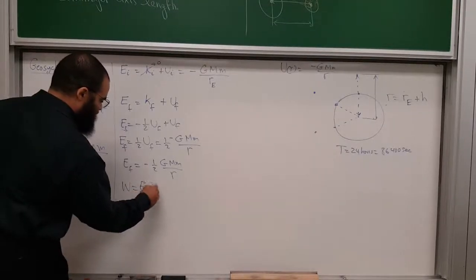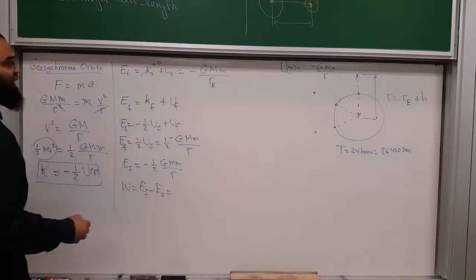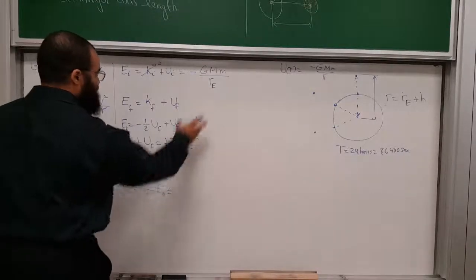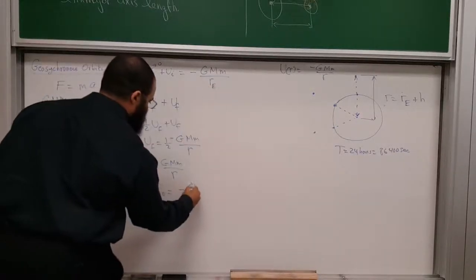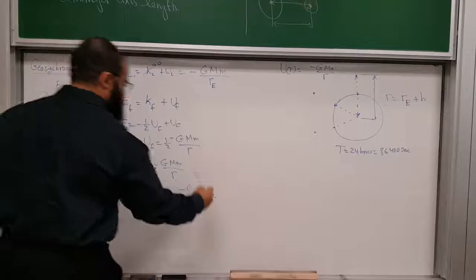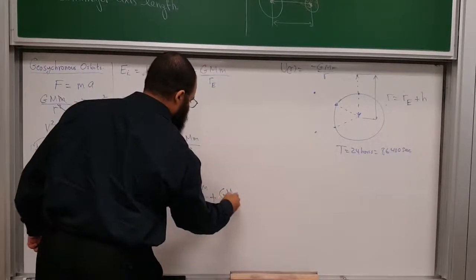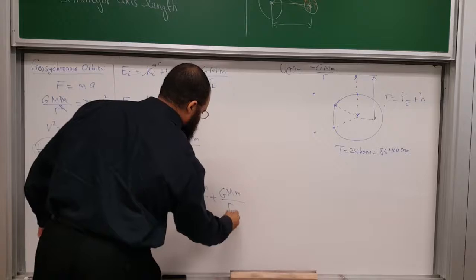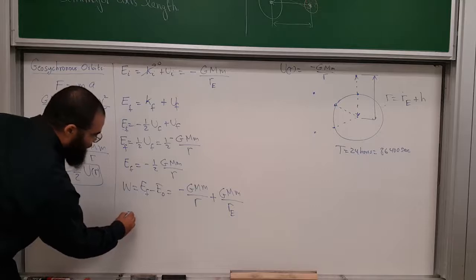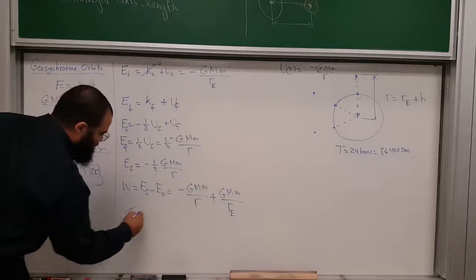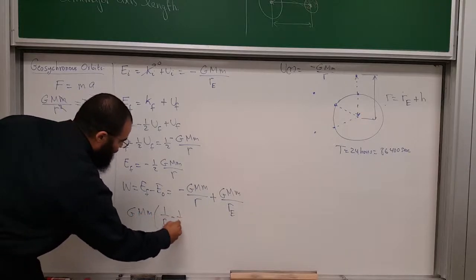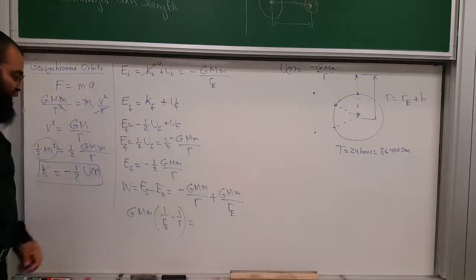So it would be E final minus E initial, which gives this minus that. So it would be negative G capital M little m divided by R, minus this one. But this is minus, so you put a plus, minus minus becomes a plus: G capital M little m divided by R earth. Let me factor the G capital M little m, and you get 1 over R earth minus 1 over R. And you plug in the numbers.